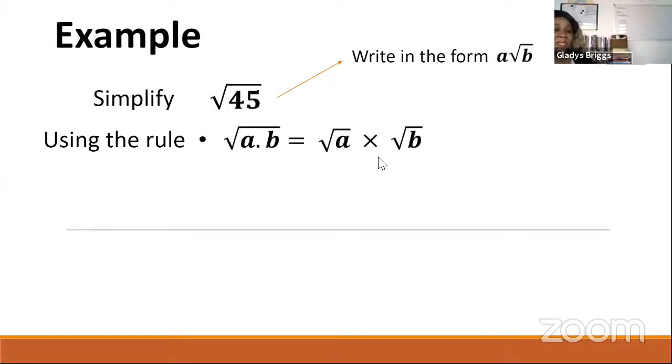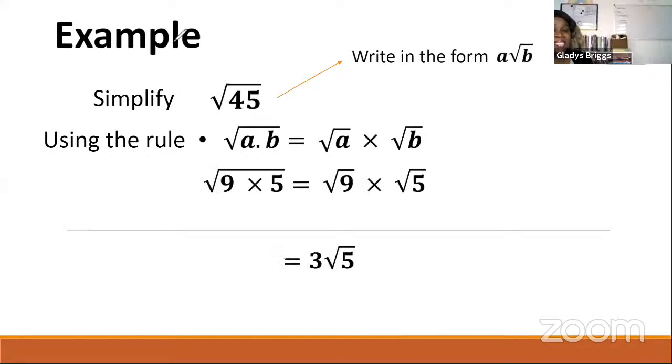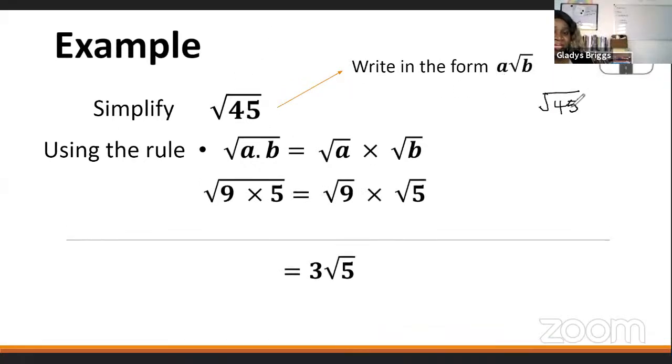Okay, so here's another example. It says to simplify the square root of 45. Now you know that to simplify it means you can write it in the form A root B. Now you're going to be thinking about the factors of 45 that include a square number.